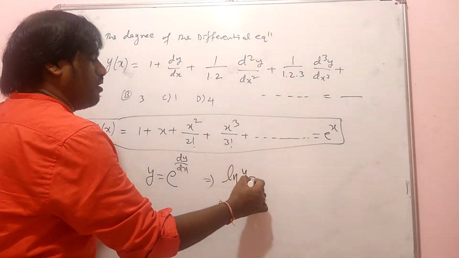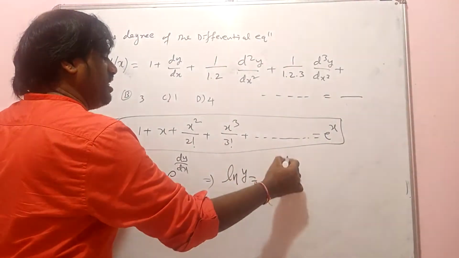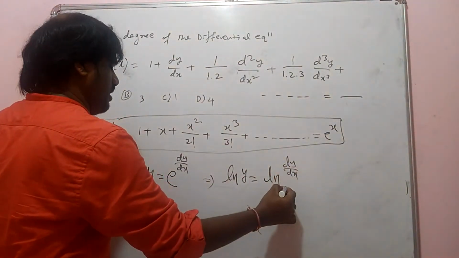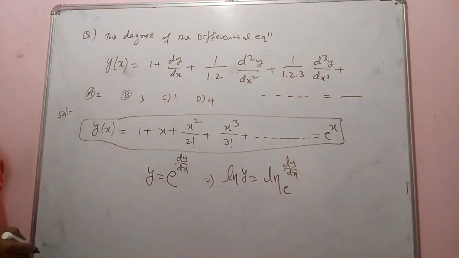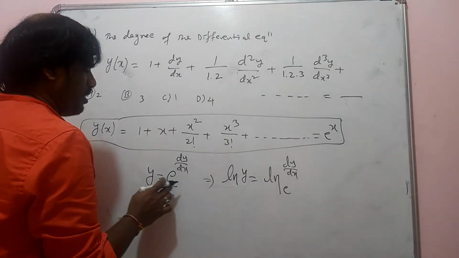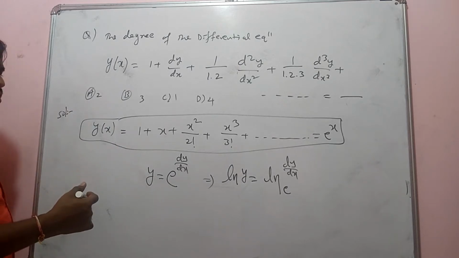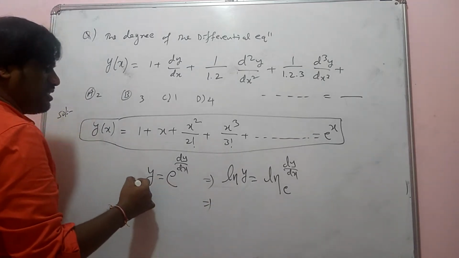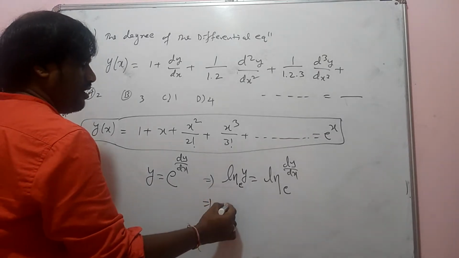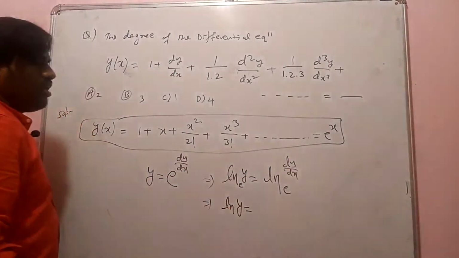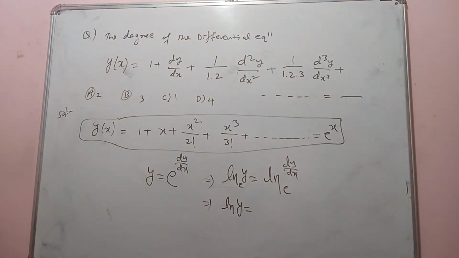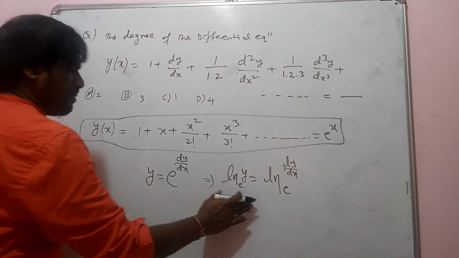So ln y is equal to ln of e power dy by dx, to the base e. Okay, ln, you can write it. So what am I going to get here? ln y is equal to dy by dx. What am I applying here? Log on both sides, right? So ln y with base e. This is what we have: ln y is equal to dy by dx. This is exponential.